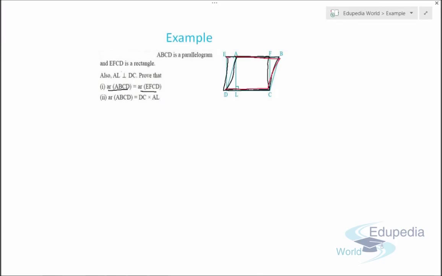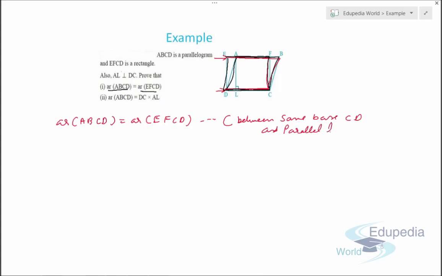Now if you look properly, area of ABCD and area of EFCD are between the same parallel lines EB and CD, and on the same base CD, so we can say that by the theorem, area of ABCD is equal to area of EFCD. Why? Because they are on the same base CD and between the parallel lines BE and CD, so both the areas are equal.